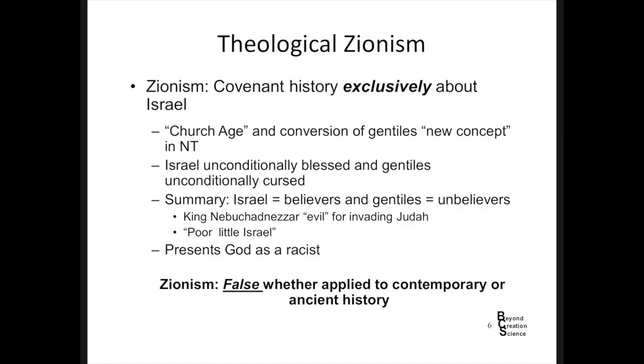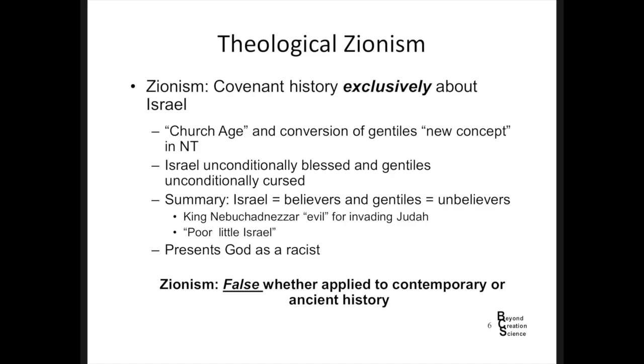Dispensationalists tend to view Israel as unconditionally blessed and the Gentiles as unconditionally cursed in the Old Testament. Is that true? I don't think it is. If you read the stories carefully, you don't see that. In the modern context, we call this simplistic view Zionism. But it doesn't stop there. We don't just apply Zionism.